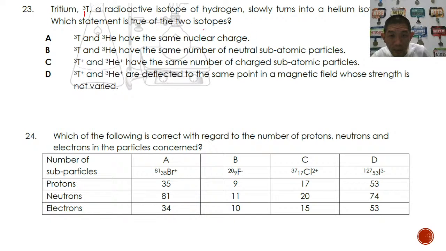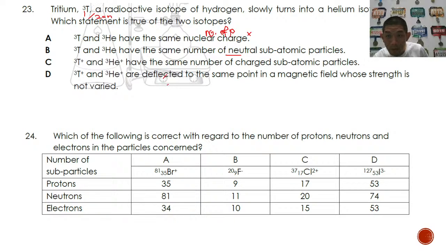Same nuclear charge means the same number of protons. Is it true or not? Of course, it's not true. Next, T3 plus and He3 plus have the same number of neutral subatomic particles, if you calculate properly. Tritium has n equals to 2, the 2 neutrons, whereas helium has n equals to 1, 1 neutron.